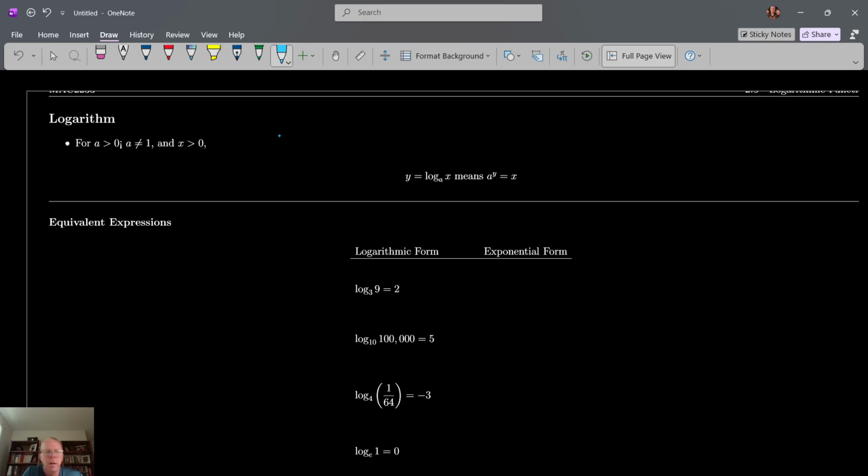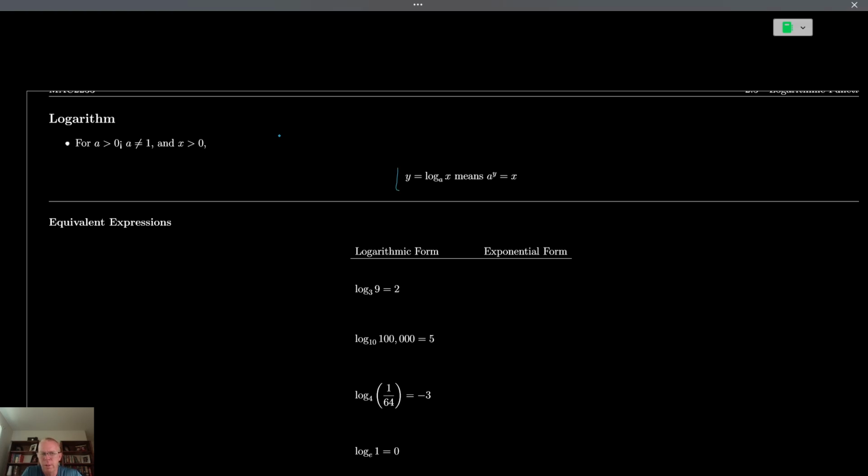So for some constant a greater than 0, a not equal to 1, and x greater than 0, here is the definition of a log. y equals log base a of x means that a to the y equals x. This relationship is very important when it comes to converting between exponentials and logarithms. Sometimes when we have an exponential equation, we can't solve it without converting it to a log equation, and vice versa. So it's important to remember this. It's important to understand it.